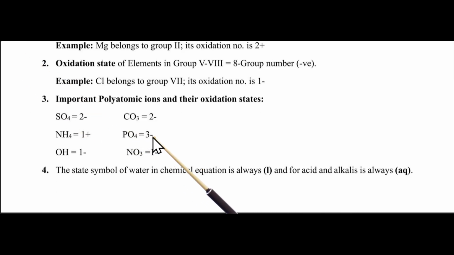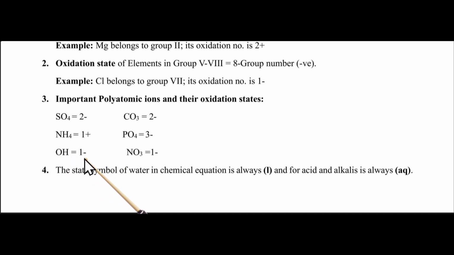And there are some important polyatomic ions and their oxidation states that will help you to make the formula, so you have to remember their oxidation states. Sulfate ion is a polyatomic ion because it has two different types of elements, sulfur and oxygen. So it usually has a 2 negative charge. Okay, sulfate ion. Then you have ammonium ion, and ammonium ion has a +1 charge.